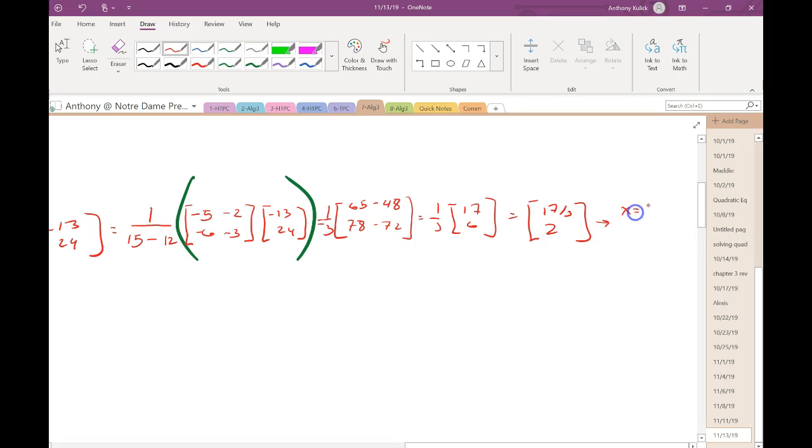My answer is x is 17 over 3, and y is 2, or you could write it as the ordered pair 17 over 3 comma 2. Either way of writing that answer is fine. Everybody okay with that?